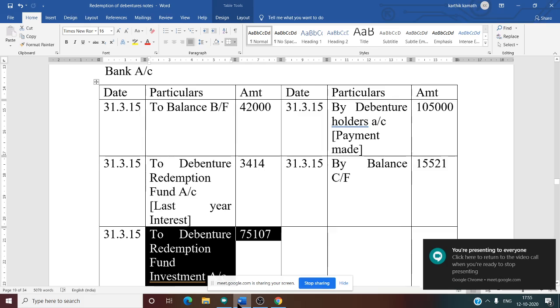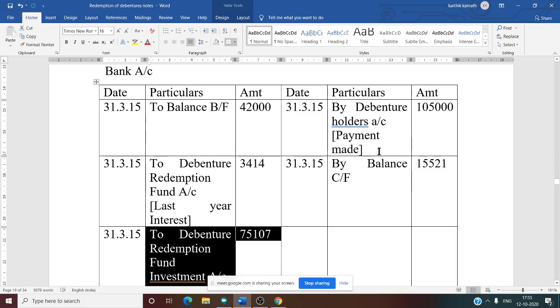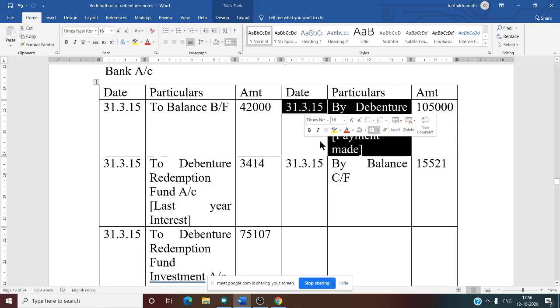On the credit side only one item comes. What is that? Payment made to the debenture holder. How much amount will the debenture holder get? Par value plus premium amount. Par value is 1 lakh plus premium amount 5,000. So the total amount payable to the debenture holders is 1 lakh 5,000. The journal entry is debenture holder account to bank account, payment made 1 lakh 5,000. Cash goes out from the bank. That is my credit side.